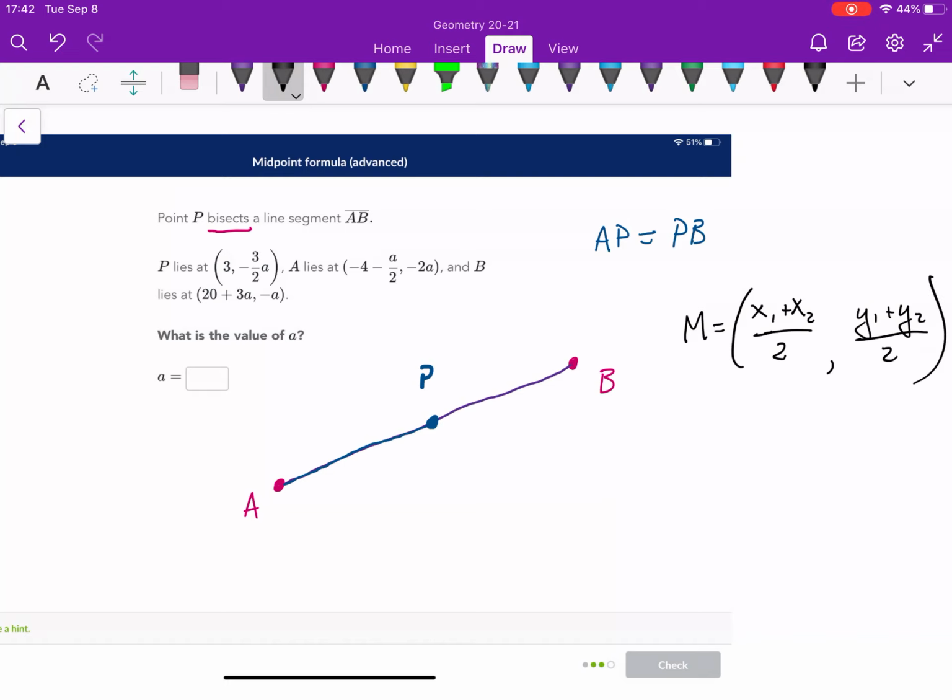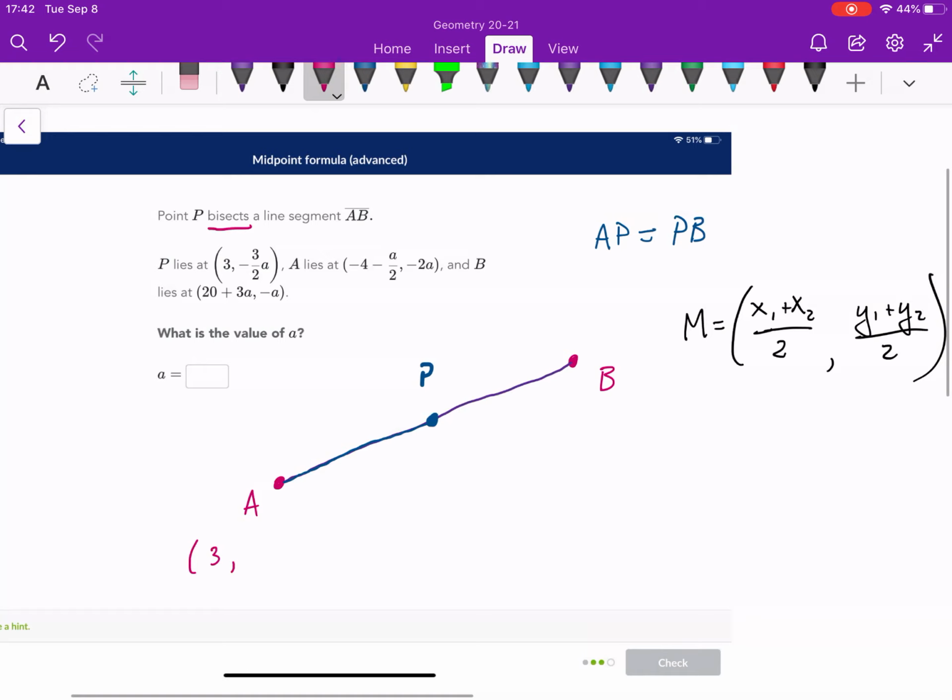So we have coordinates for all these, even though we don't know what the exact values are because we don't know what A is. But let's go ahead and write these out. So P is the point 3, that's the x value, and the y value is -3/2. Sorry, that's P. That's the value of P. So P has those coordinates, x value of 3 and y value of -3/2.